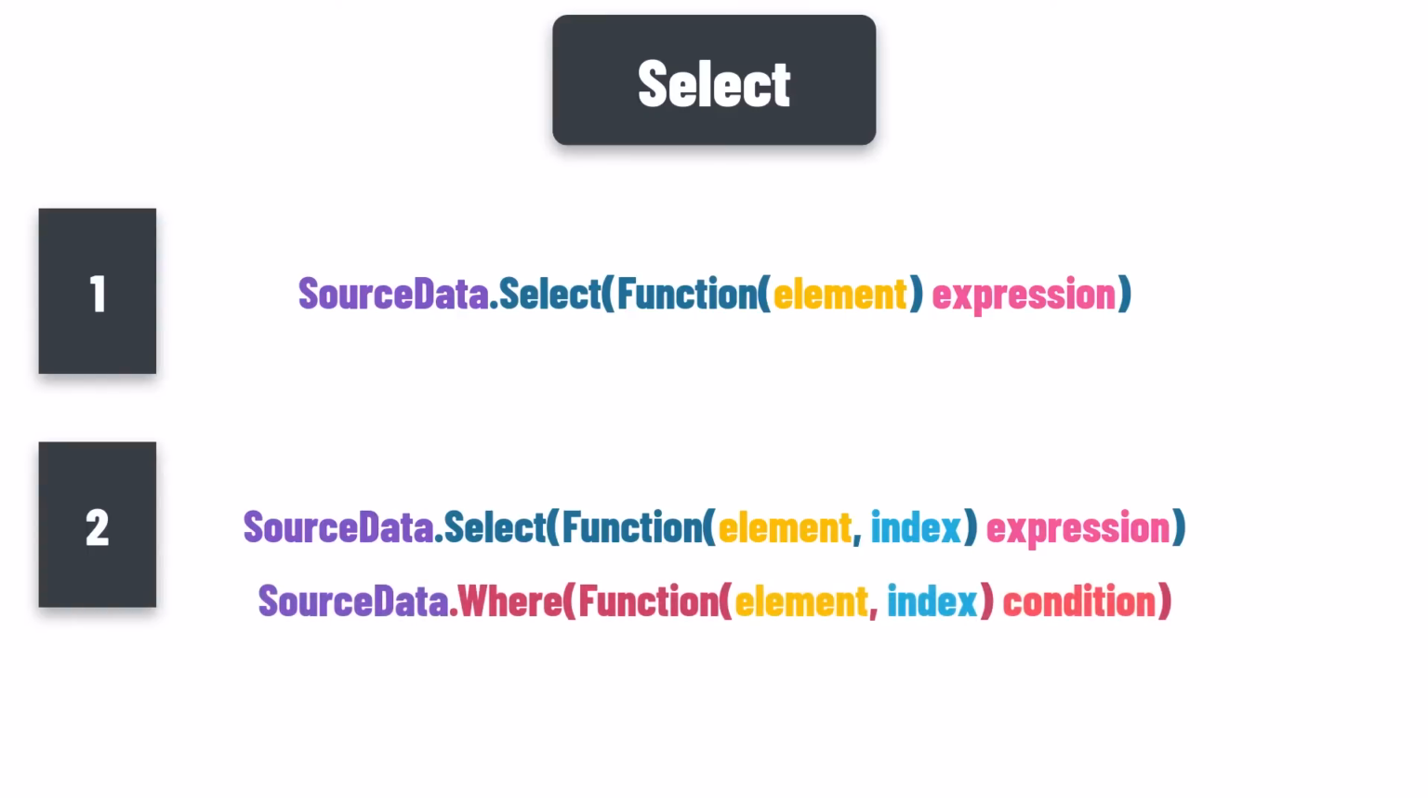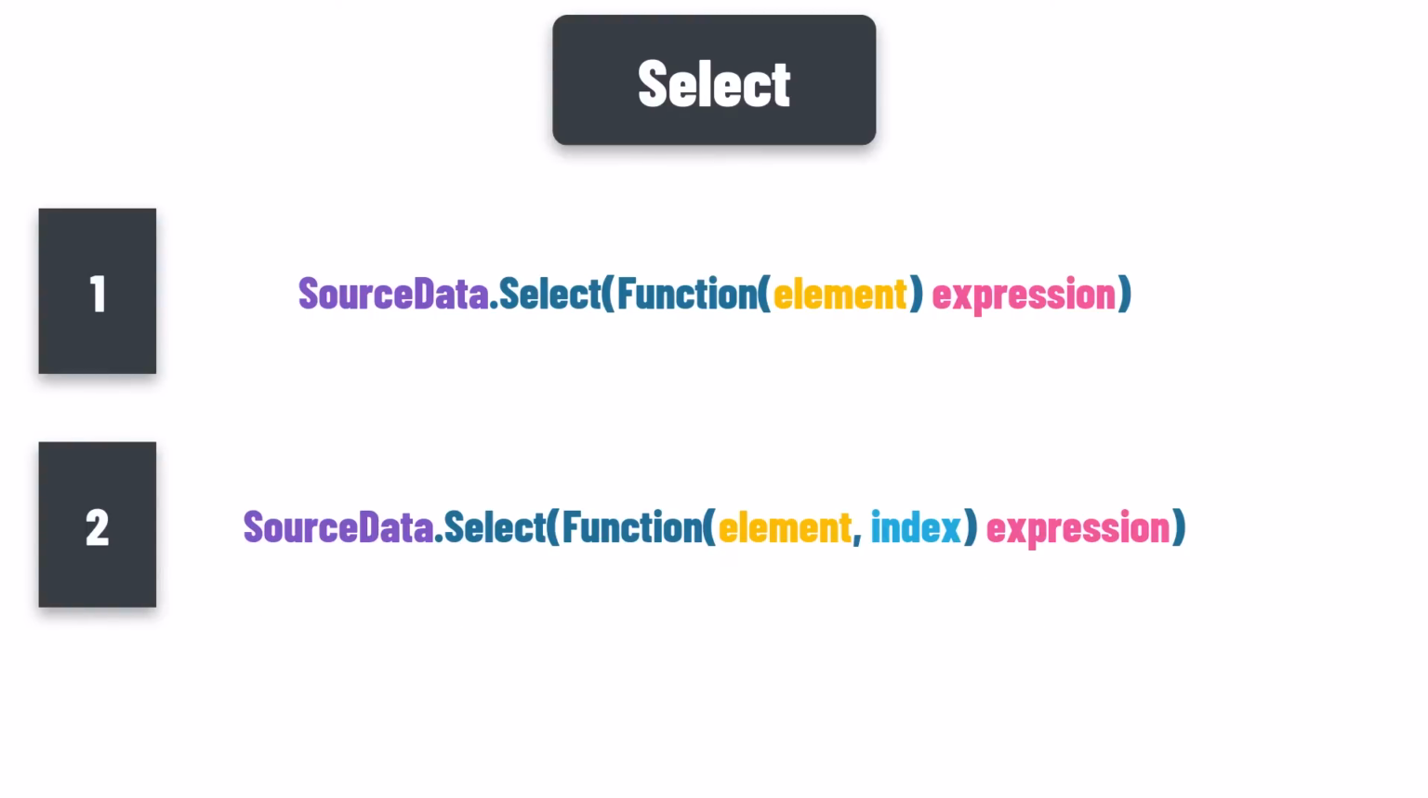This can be particularly useful when the position of the element is needed for the projection. It's like the index we have in the Where method, which represents the index of the element. In this example, index is a zero-based index of the element within the collection source data. This allows you to do things like numbering items or applying conditional logic based on whether an item is at an even or odd index.